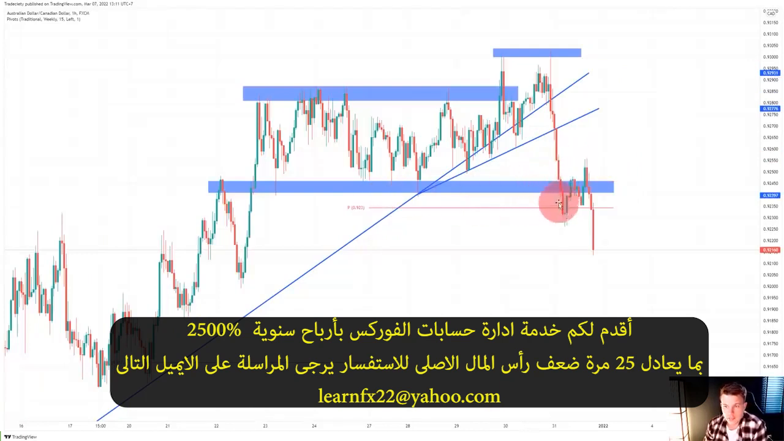First, we break below the level. We are testing the pivot point. At first, it seems like the market can recover and it can defend the pivot point, but not long. Just a few candles later, the market is below the pivot point, and this is a very, very bearish signal.